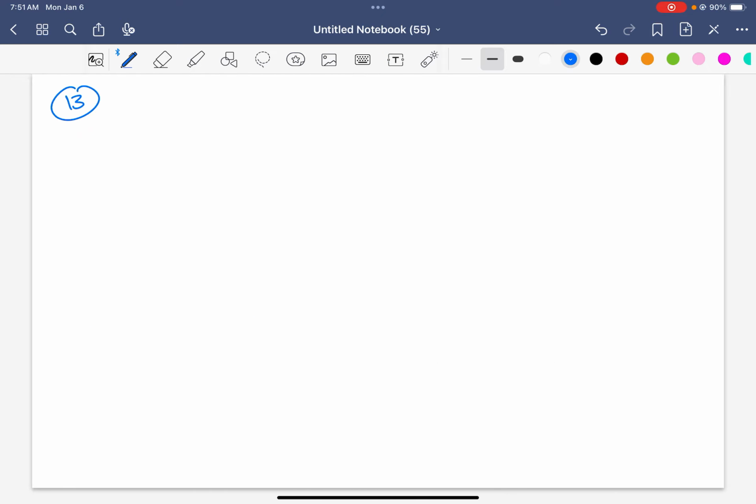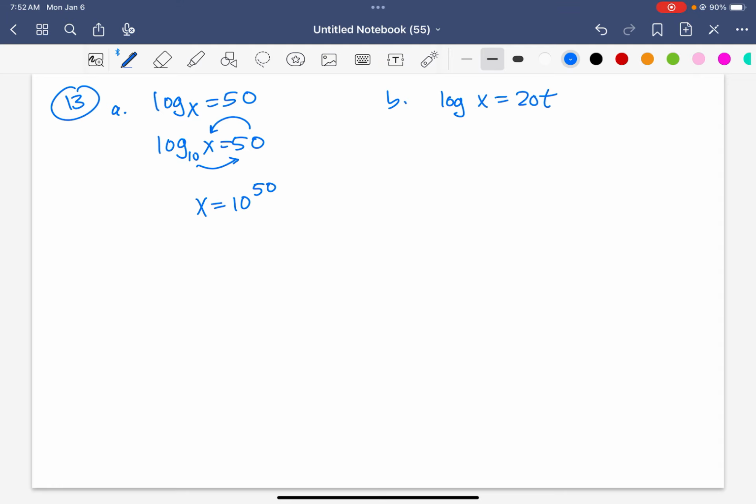For 13, I'm now changing to exponential form. If I have log x is equal to 50, that's the same as log base 10 of x is equal to 50. There's an understood 10. So this would be 10 to the 50 is equal to x. For b, it's log x is equal to 20t. Again, if there's no base, there's an understood 10. So it's 10 to this power equals that: 10 to the 20t is equal to x.